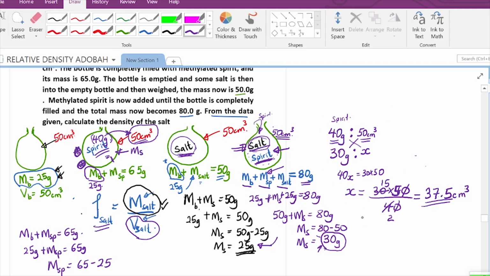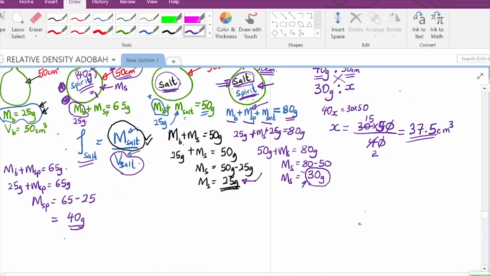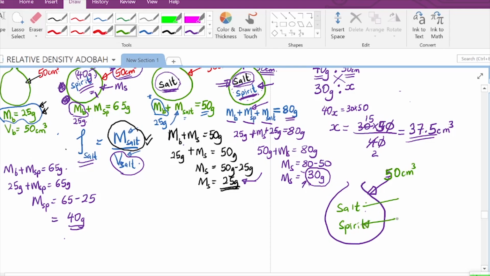So if I may redraw this here, down here, remember we have this density bottle. Its total volume is 50 centimeters cubed. But here there is salt and there is spirit. We realized that the spirit right now is occupying 37.5 centimeters cubed. That's what we've been calculating.